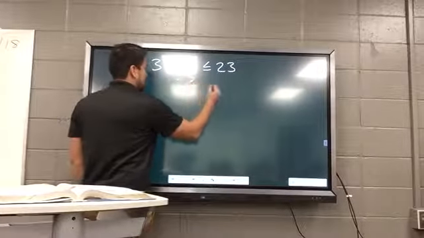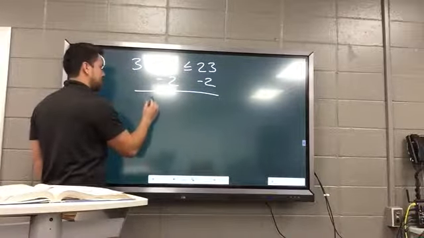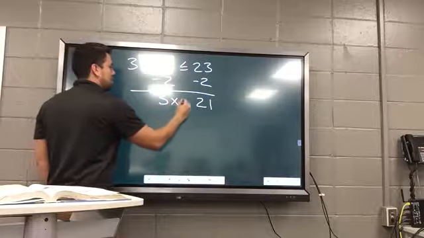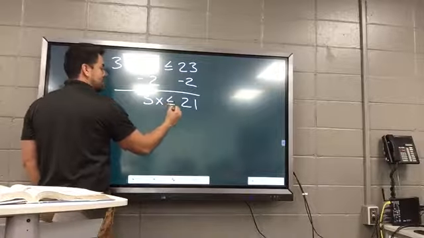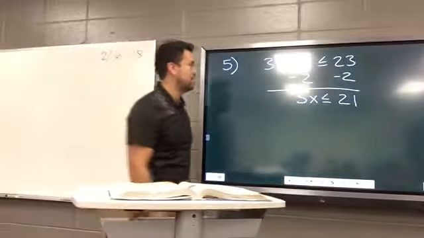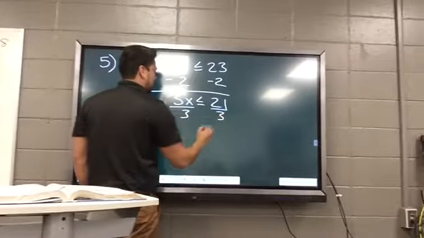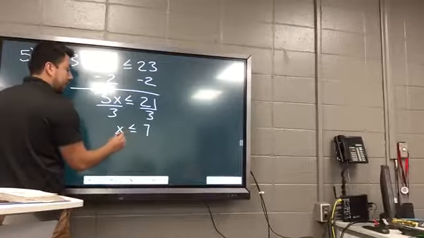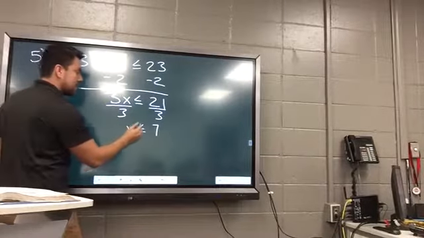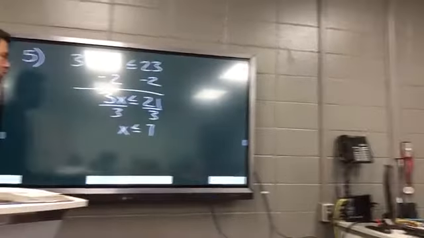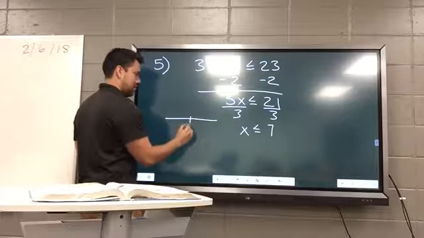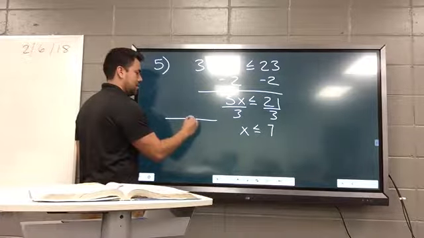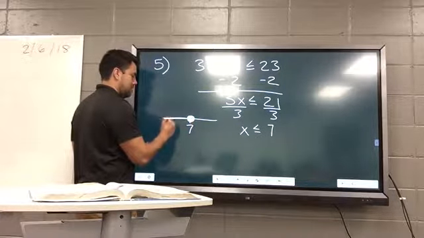Subtract 2 from each side. Good. What do I get? You get 21 on the right side. And you get 3x is greater than or equal to, or less than or equal to? And then you divide by 3 on both sides. And you get x on the left side. And then you get 7 on the other side. You read it: x is less than or equal to 7. And then what's your graph look like? A line with a tick in the middle, the 7 in the middle, a closed circle, and an arrow pointing to the left.